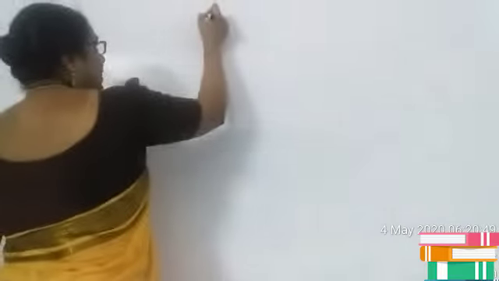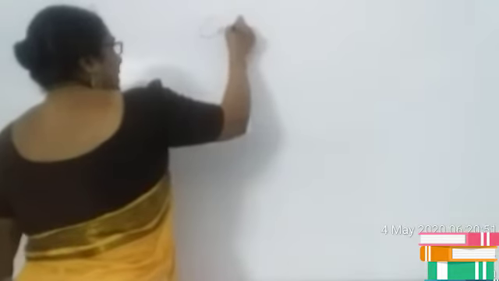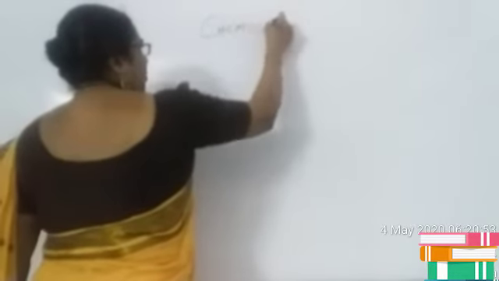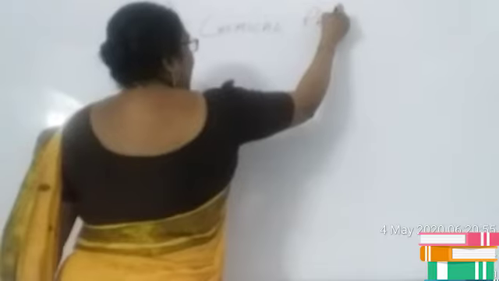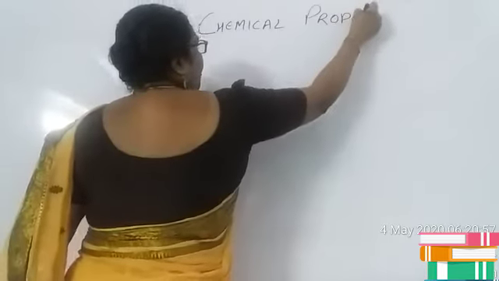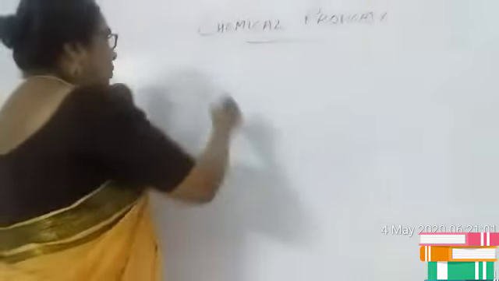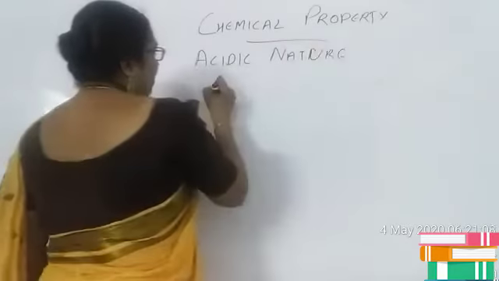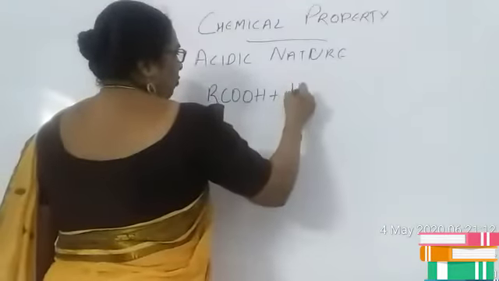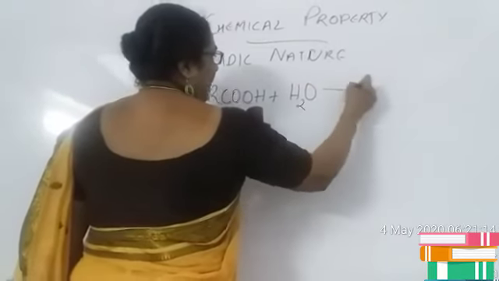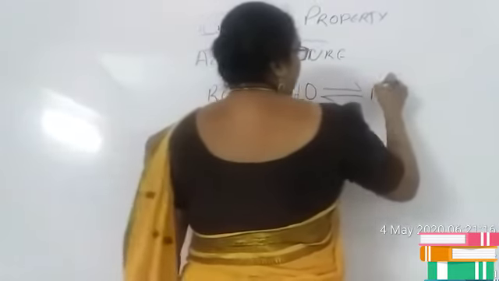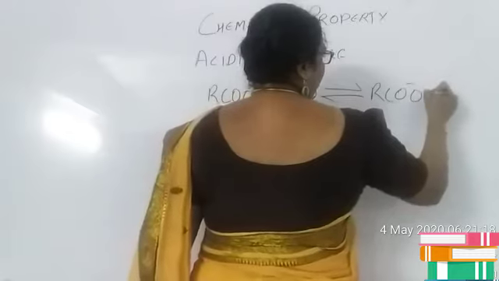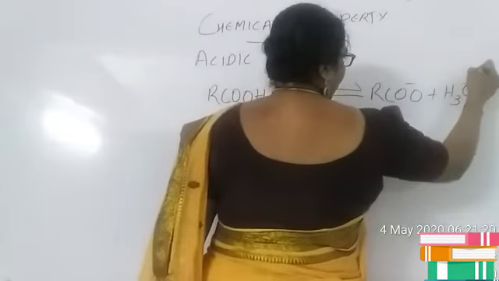Now let us discuss something about their chemical properties. When we start with the chemical properties, the first property we have to discuss is their acidic nature. Here, in order to explain the acidic nature, carboxylic acid reacts with water and results in the formation of carboxylate ion plus hydronium ion.